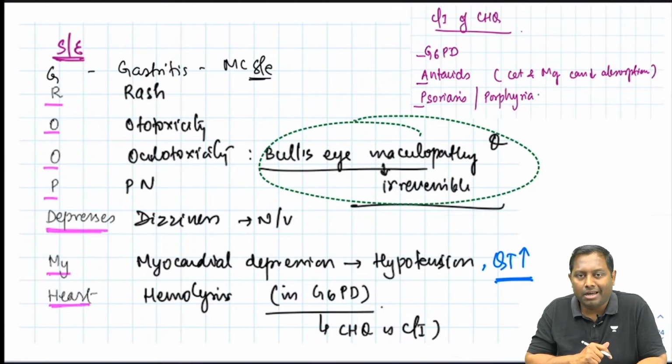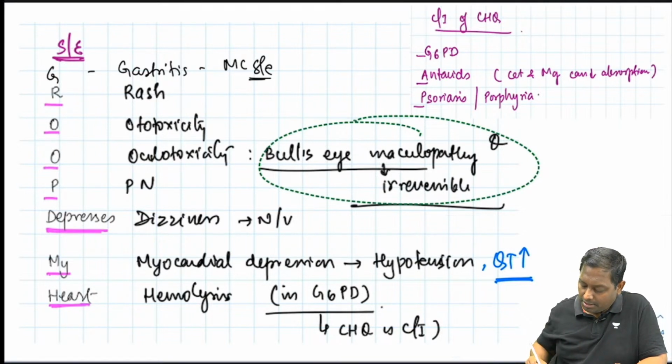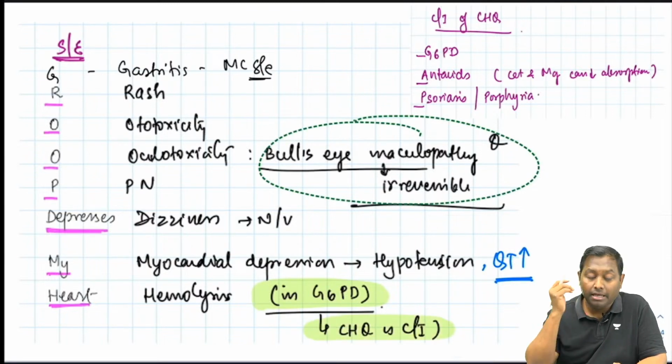So yahan pe aapka ho jayega gastritis, rash, ototoxicity, oculotoxicity, peripheral neuropathy, myocardial depression that can lead to fall in blood pressure, QT prolongation, and hemolysis, especially in G6PD patients. Theek hai. That is why G6PD mein chloroquine, primaquine ye saare drugs hum kya karte hain, nahi dete hain.